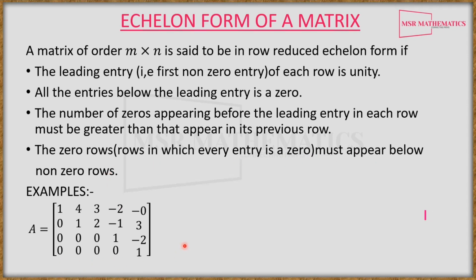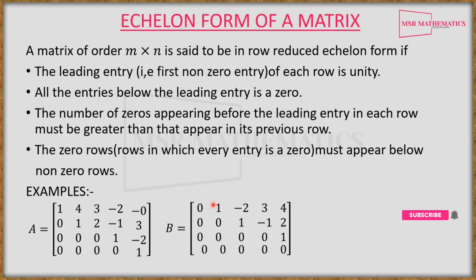We can take another example. Here this is also an echelon form of a matrix, that is, the row reduced echelon form of a matrix, because all the entries below the leading entry are 0. Here the first leading entry is 1. Below the first leading entry all the values are 0. Here also 0, here also 0. Next property: the number of zeros appearing before the leading entry in each row must be greater than that of the previous one. This is also satisfied.